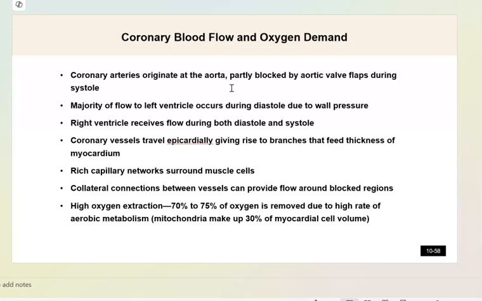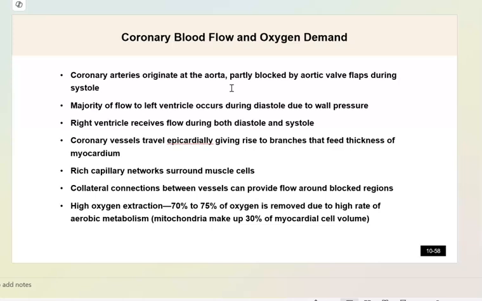The other part to point out here is that the majority of the flow to the left ventricle is what we're talking about during this time, because the right ventricle does get it between both diastole and systole, because it doesn't need as much in the way that the compression works, and that smaller, thinner ventricle makes things different.